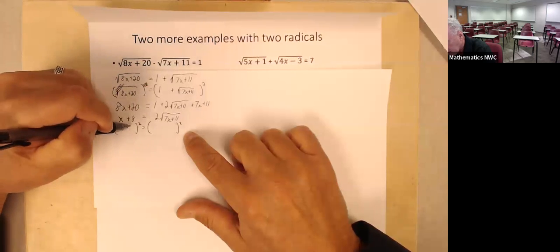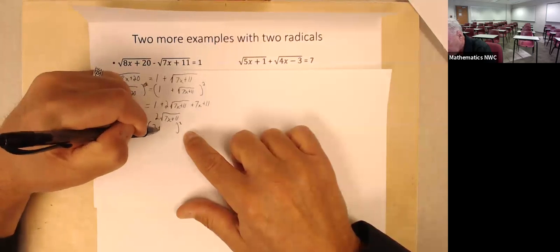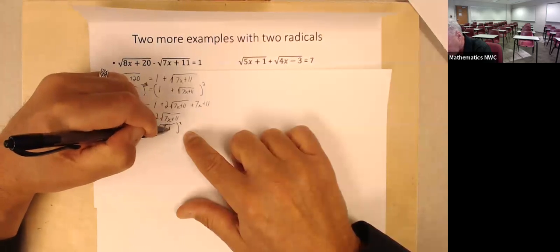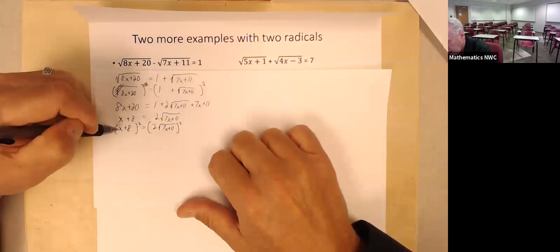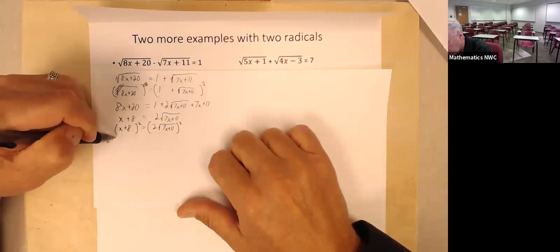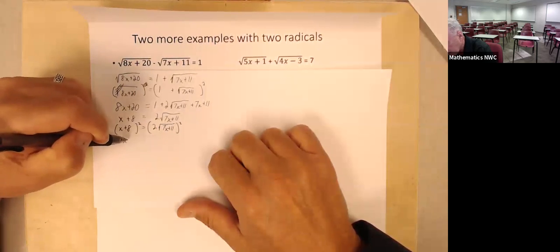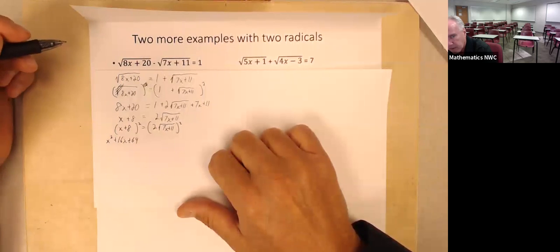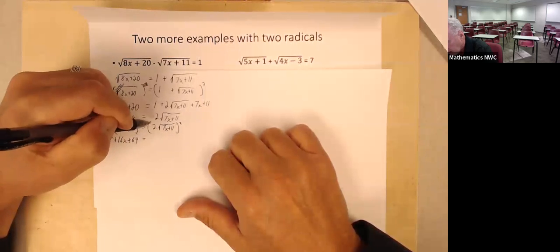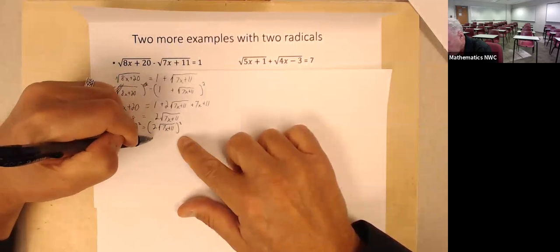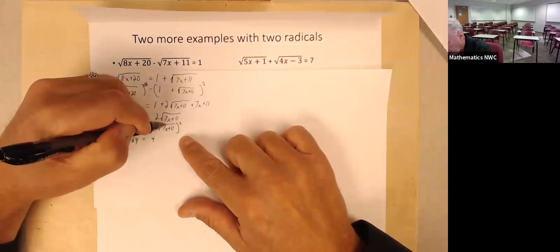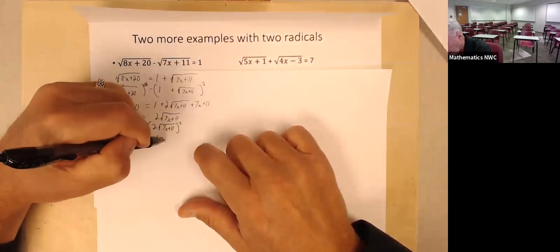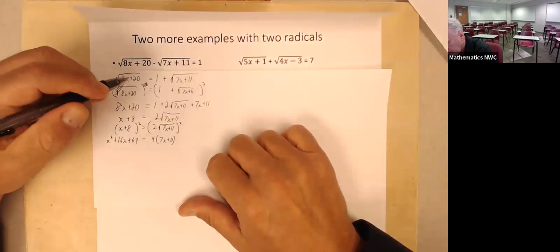I really can't divide by 2 because I'd get a fraction here, so I'm going to square both sides. I get x plus 8, and 2 times the radical, squared. Here I have to FOIL this, so x plus 8 times x plus 8 gives me x squared, 16x plus 64. This side I'm going to get 2 squared is 4. The radical squared cancels out, and I get 7x plus 11.